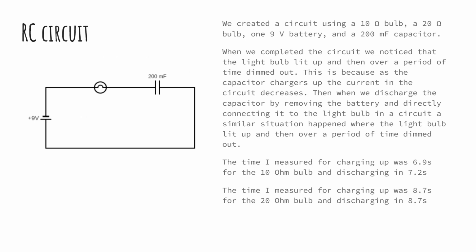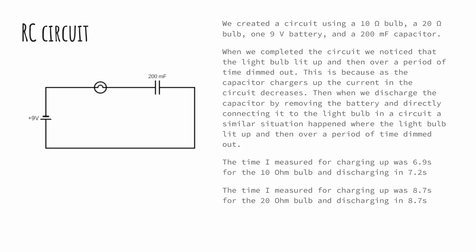Next, we created an RC, resistor capacitor circuit. We created a circuit using a 10 ohm bulb and a 20 ohm bulb, not together but separately, and then one 9 volt battery and one 200 millifarad capacitor. When we completed the circuit, we noticed that the light bulb lit up and then over a period of time dimmed out. This is because as the capacitor charges up, the current in the circuit decreases.